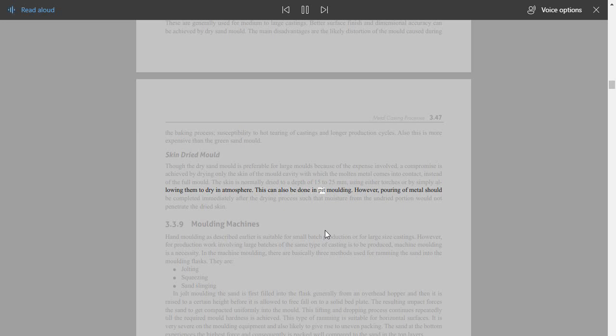This can also be done in pit molding. However, pouring of metal should be completed immediately after the drying process, such that moisture from the undried portion would not penetrate the dried skin.